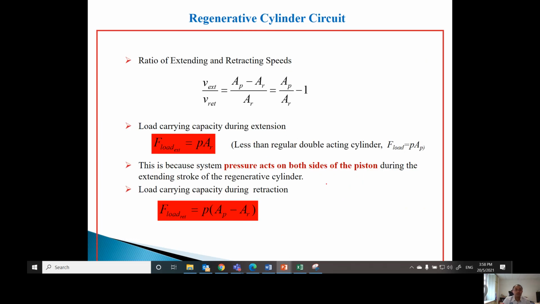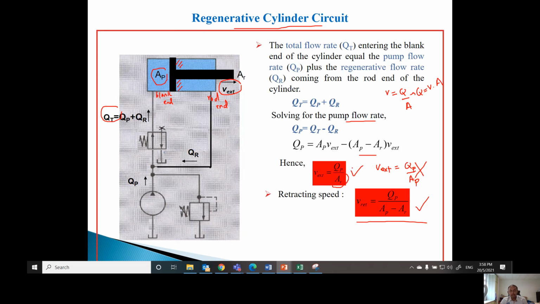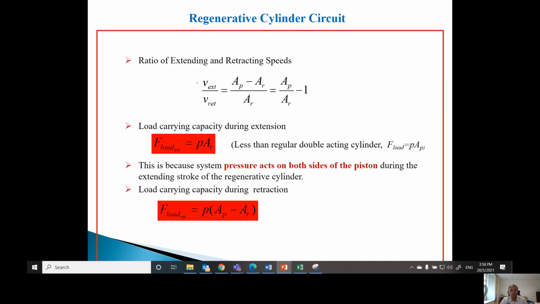So when we want to find the ratio of the extending and retracting speed, which is V extend divided by V retract, if we rearrange the formula, we know that V extend is QP over AR and V retract is QP over AP minus AR. So you insert those into this, and then finally you get the ratio between extend and retract speed is AP over AR minus 1.